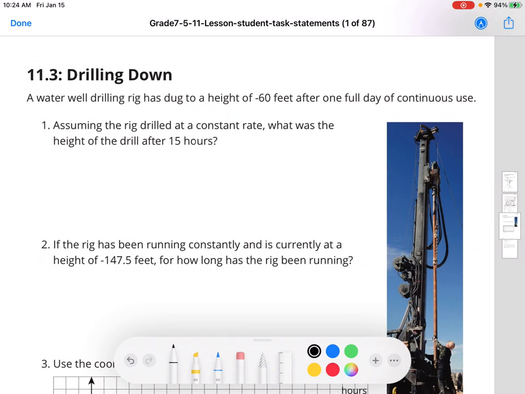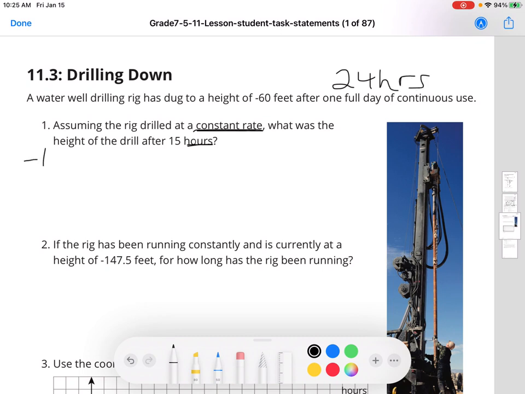Number 3, a water well drilling rig has dug to a height of negative 60 feet after 1 full day of continuous use. Assuming the rig drilled at a constant rate, so there's some important information. Considering it drilled at a constant rate, what was the height of the drill after 15 hours? So first we need to know what that constant rate is. We know it dug to negative 60 feet after 1 full day, but we're trying to work with hours, so 1 full day would be 24 hours.